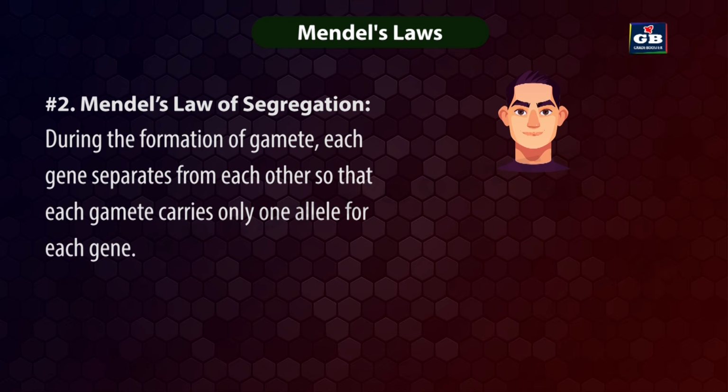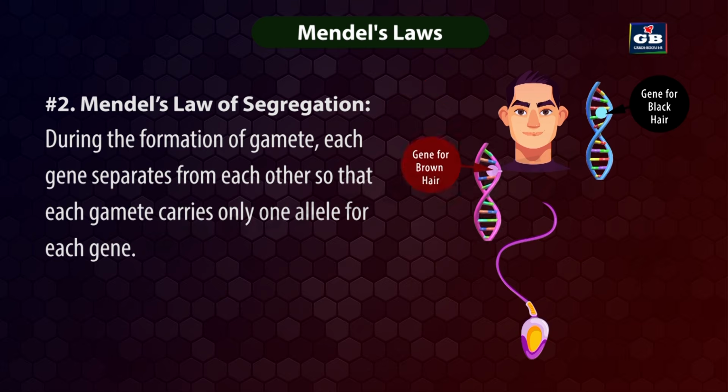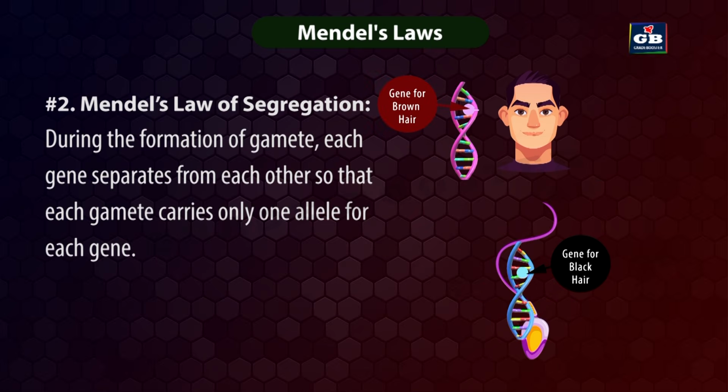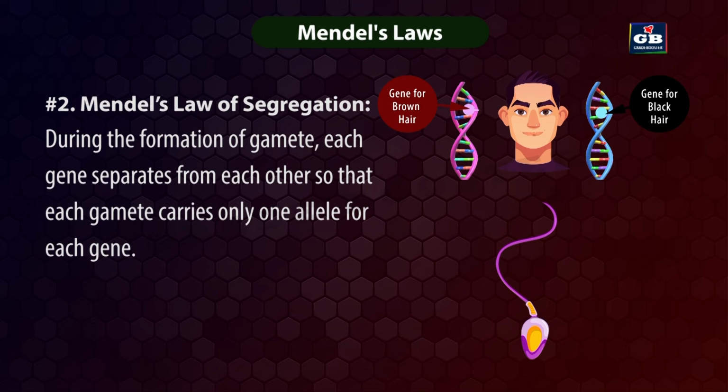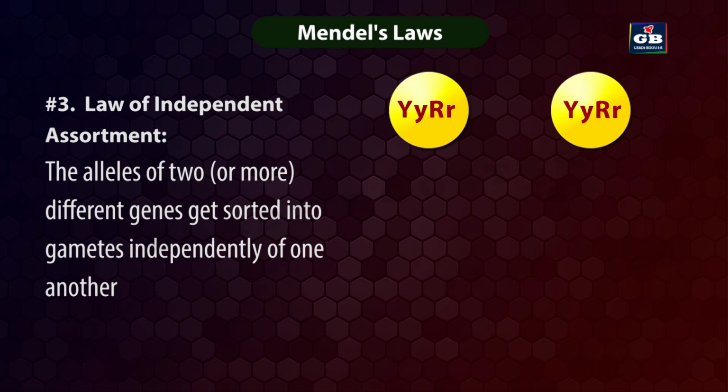Next, Mendel's law of segregation. The parent cell will have two genes for controlling a character, but when it forms gametes, each gamete will have only one allele or gene for that character. For example, a man has two alleles for his hair color, like brown and black, in his cell, but his gametes or sperm cells will have either the brown or black allele only. This is called Mendel's law of segregation. During the formation of gametes, each gene separates from the other so that each gamete carries only one allele for each gene.